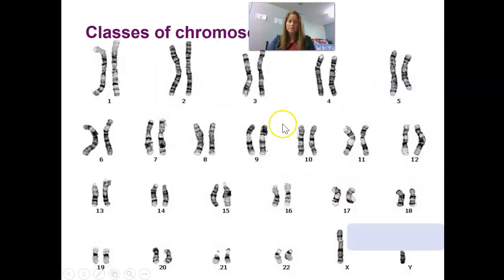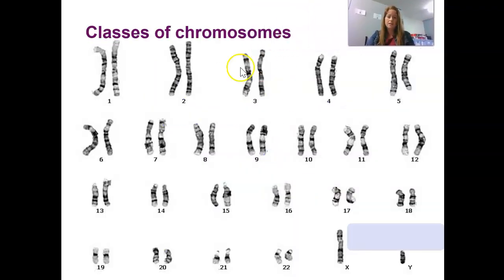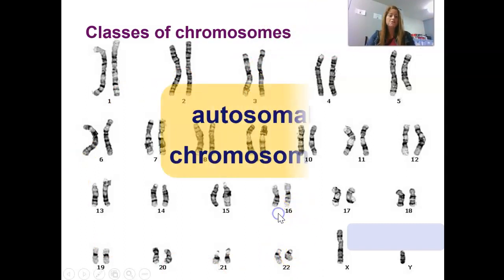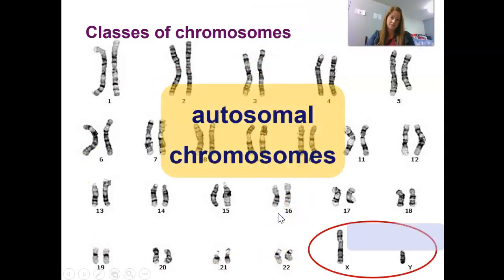But remember that in humans we have 22 pairs of autosomes, and we have 2 pairs of sex chromosomes, or sorry, 1 pair of sex chromosomes, either an X and a Y or an X and an X. So those are the sex chromosomes.